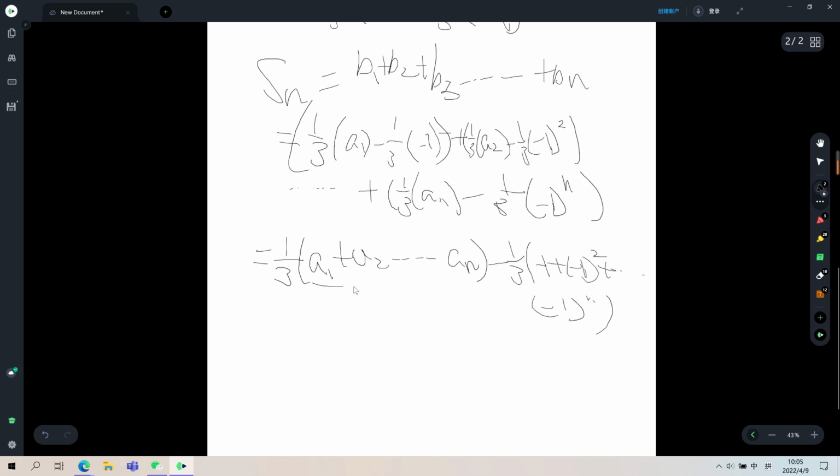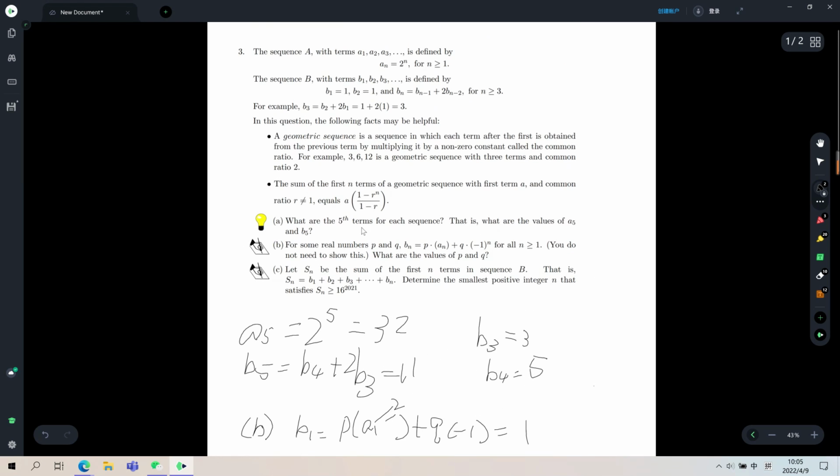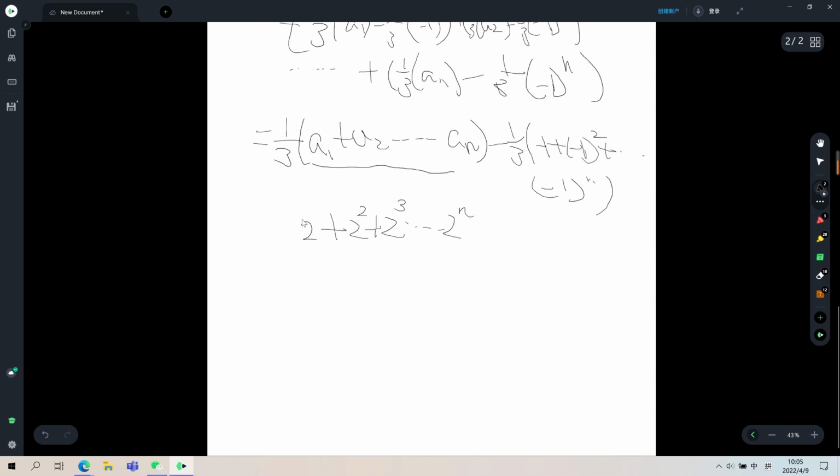These ones are 2 plus 2 to the power of 2 plus 2 to the power of 3 plus up to 2 to the power of n. And we can use the formula given here to calculate the sum of that sequence, which is 2 times 1 minus 2 to the power of n over 1 minus 2. And it can be simplified to negative 2 times 1 minus 2 to the power of n.